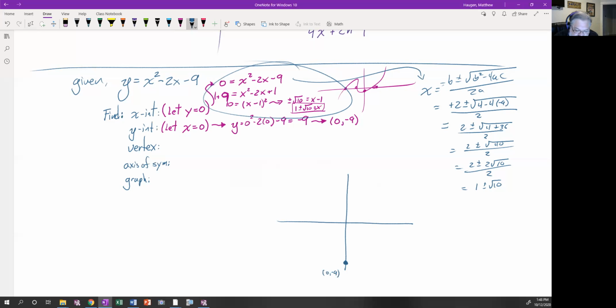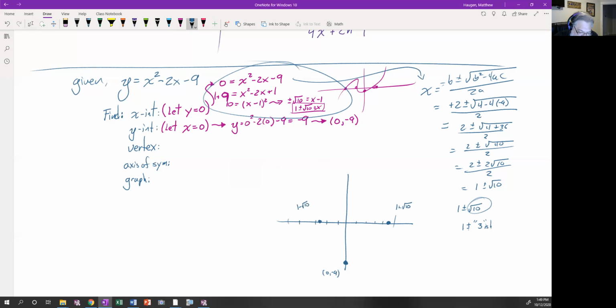With 1 plus or minus the square root of 10, people often get nervous about how am I supposed to graph that? But what is the square root of 10? It's roughly 3. It's 3 and change, right? It's 3-ish. So what's 1 plus 3-ish? 1 plus 3-ish is 4-ish. So it's going to be right there. 1 plus the square root of 10. 1 minus 3-ish is -2-ish. So 1, 2, 3, 4. So -2-ish, it's going to be right there. 1 minus the square root of 10.